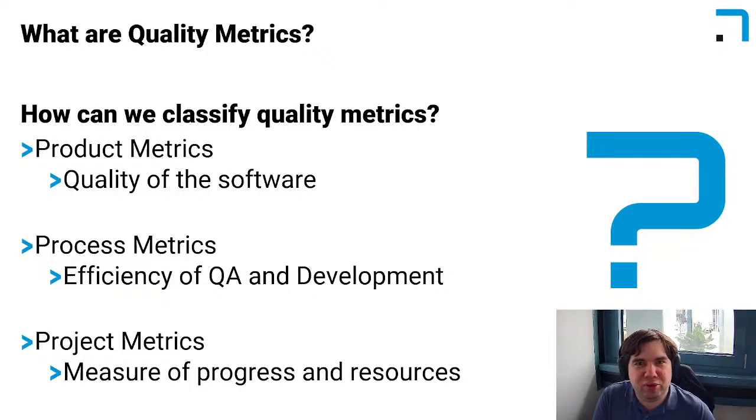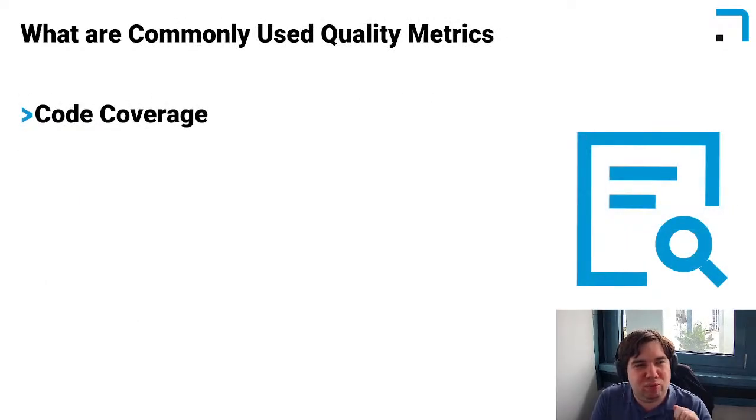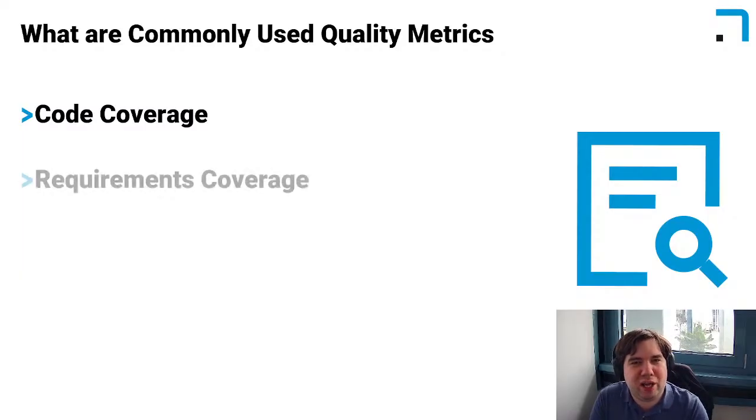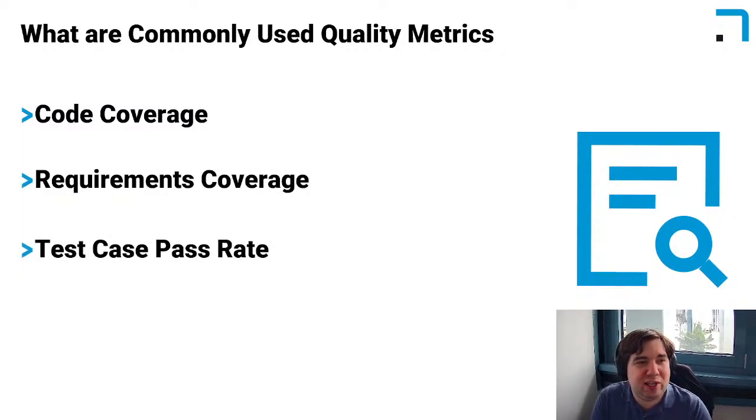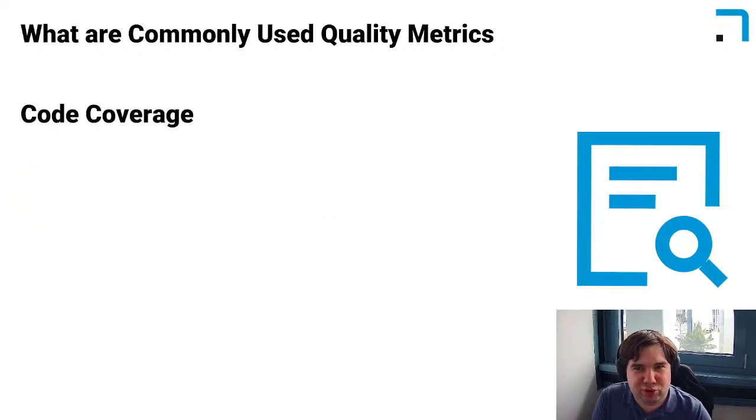And let's now look at some commonly used quality metrics that you might have already seen in reporting or otherwise. First up, let's talk about code coverage. Then we'll have a look at requirements coverage, test case pass rates, as well as automation coverage. I'm going to go into these in a little bit of detail and also explain why I think these quality metrics, whilst very common and very useful, do have a couple pitfalls that we maybe should keep an eye out for. First up, let's look at code coverage.